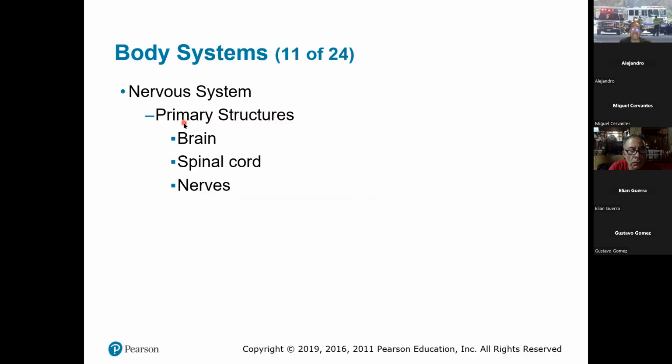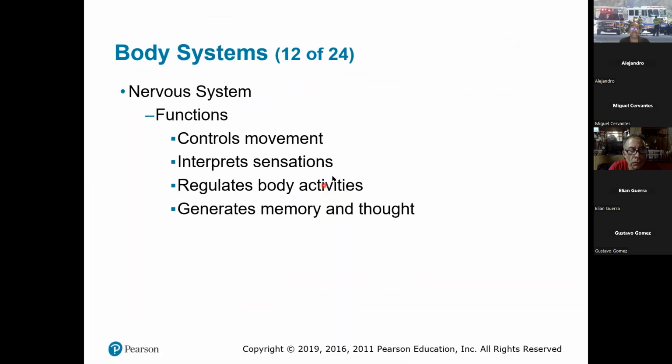In the nervous system, the primary structures are the brain, spinal cord, and nerves. The functions of the nervous system: it controls movement, interprets sensation, regulates body activities, and generates memory and thought.